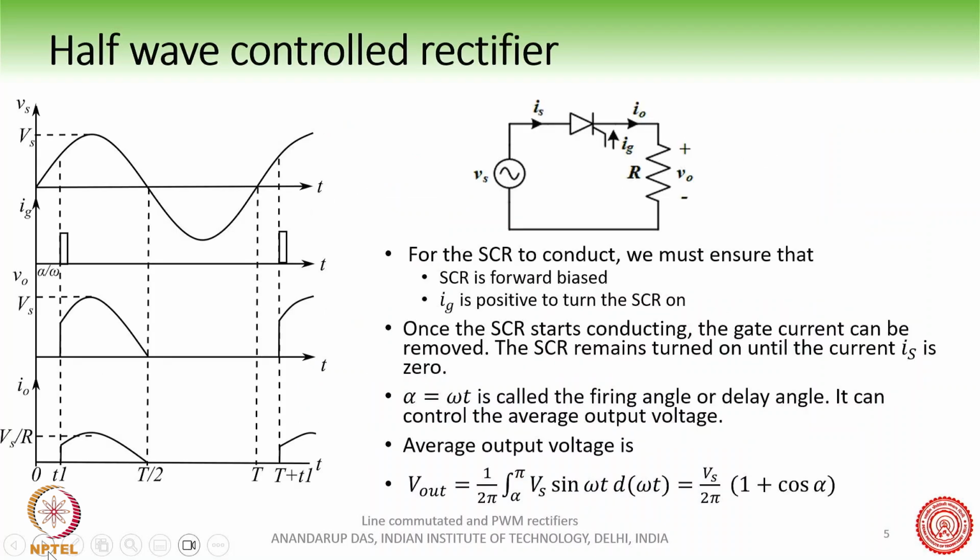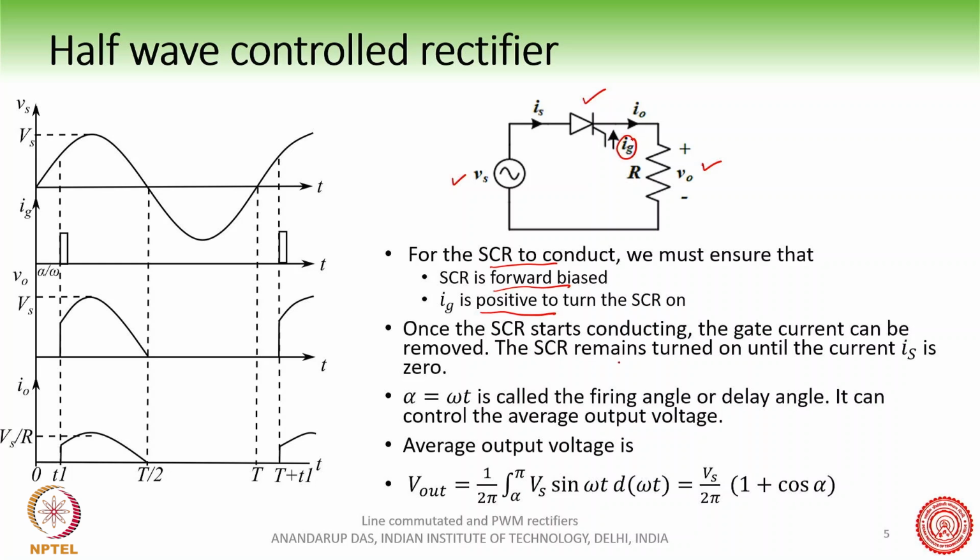If you start with the most basic thyristor controlled rectifier, we have an AC source, a load, and an SCR or silicon controlled rectifier, commonly known as thyristor. For the SCR to conduct, it must be forward biased, which means anode voltage must be more than the cathode voltage, and the gate current must be positive. This is the gate current here, which must be positive during the time when the SCR is being turned on. Once the SCR starts conducting, the gate current can be removed.